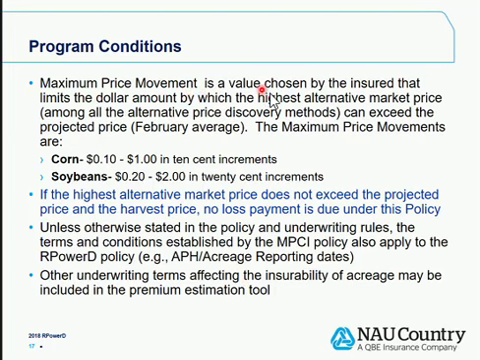The maximum price movement is another value that you can choose. Again, it'll be the highest alternative market price, the interval price, and also to include the fixed payment price. So corn is from 10 cents to $1 in 10-cent increments, and soybeans 20 cents to $2 increments. Again, the estimator will probably show that better than I can explain it. So that's the maximum price movement on corn and on soybeans, $1 and $2 respectively.